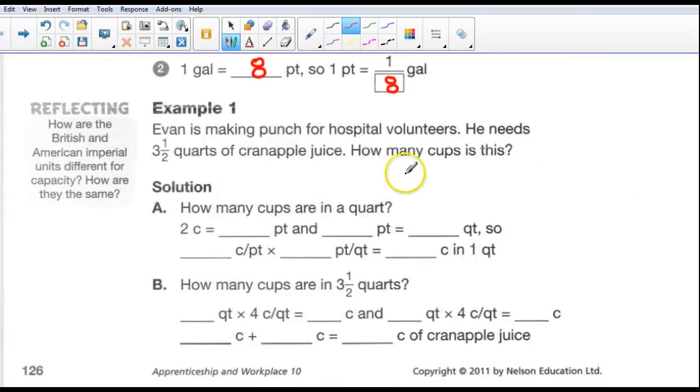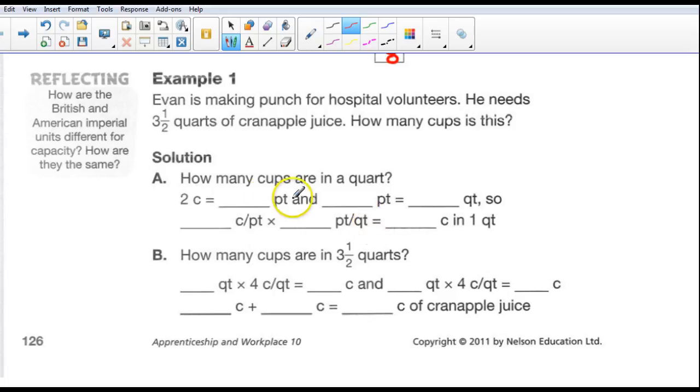Okay, so let's do example number 1. Evan is making punch for hospital volunteers. He needs 3.5 quarts of cranapple juice. How many cups is this? Okay, well, let's work it out. Here's the solution. How many cups are in a quart?